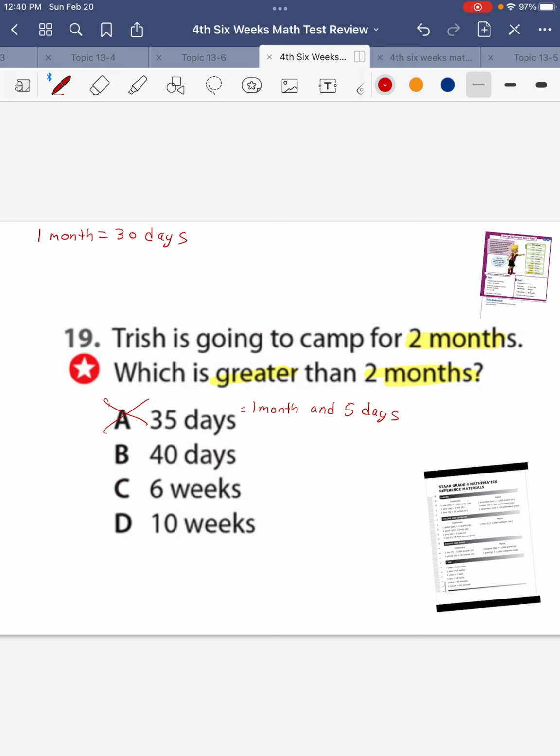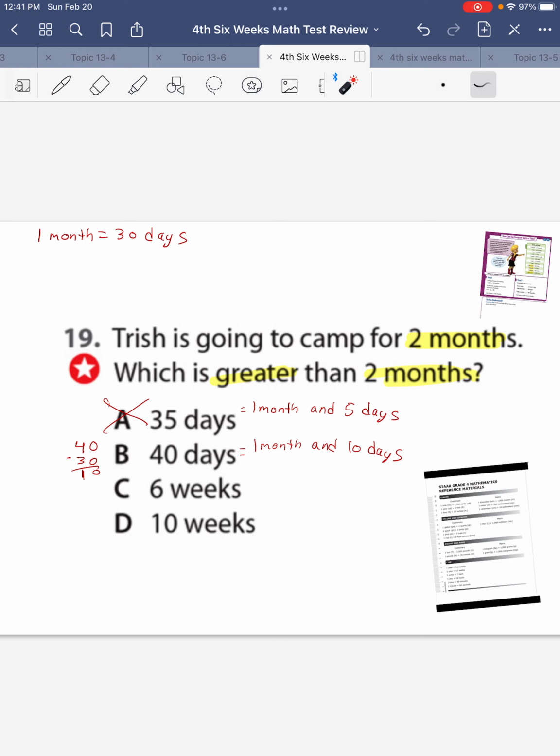So now let me do B. B says I have 40 days now. Okay, so I'm going to take what I know. I know 30 days is a month. So here I know for sure I have 1 month. Okay. And let's say, I'm saying 1 month because I know that 30 days makes a month. So I'm going to take away 30. Okay. If I take away 30, I have 10 days left over. So it would be a month, and I can say, and 10 days.